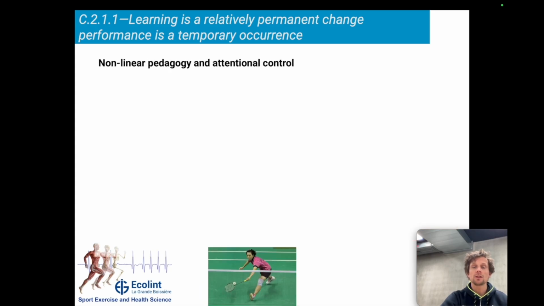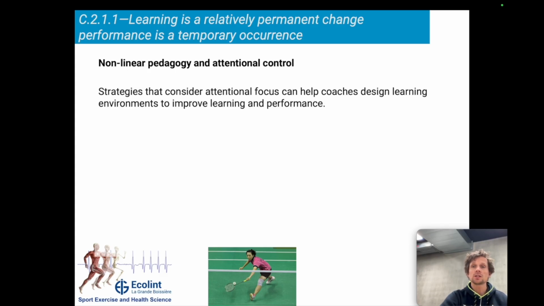To finish this unit then, let's consider how attentional control and non-linear pedagogy really go hand in hand. If we remember, non-linear pedagogy is based on the ecological dynamics approach, where coaches are encouraged to try and put as much practice into an environment that is consistent with the competitive environment the athlete is going to experience. So strategies that consider attentional focus can help athletes or coaches design these learning environments and improve the learning and performance that result from it.